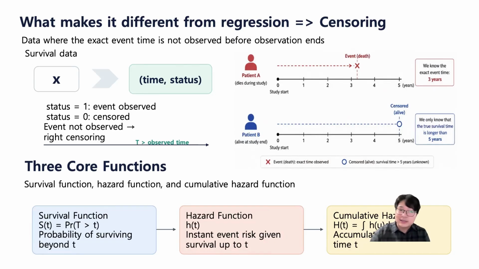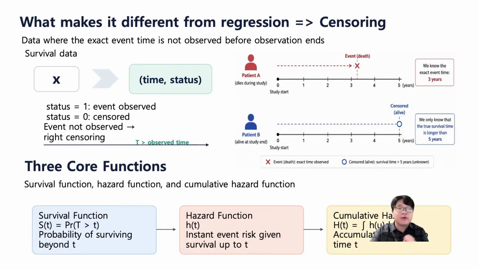Next, survival analysis is usually described using three core functions. The first is the survival function, which means the probability that the event has not occurred at time t. The second is the hazard function, which represents the instantaneous risk of the event at time t, given that the subject has survived until that time. The third is the cumulative hazard function, which represents the accumulated risk up to time t. These functions are central to survival analysis and are also important for understanding DRSA.